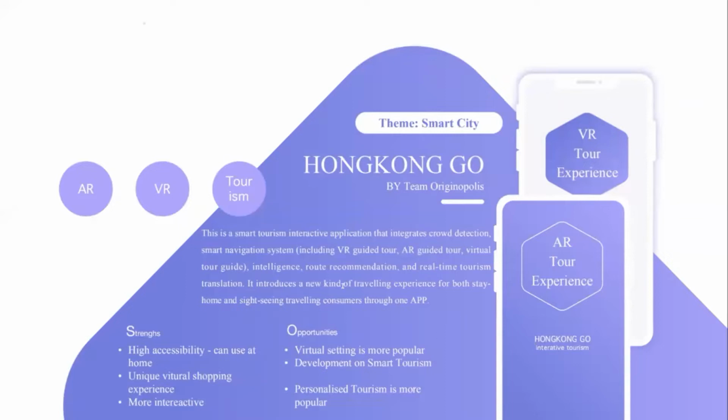Okay, let's start. Hello, everyone. Now it's time for Originopolis. Today, I would like to share with you a new interactive tourism app from our team, Hong Kong Go. Tourism, as a part of city life, plays an important role in economy and ecology. In our opinion, smart tourism is also an important element of smart cities. Hong Kong Go is a smart interactive travel app that integrates crowd detection, an intelligent navigation system including VR or AR navigation, virtual tour guides, route recommendation and real-time travel translation.